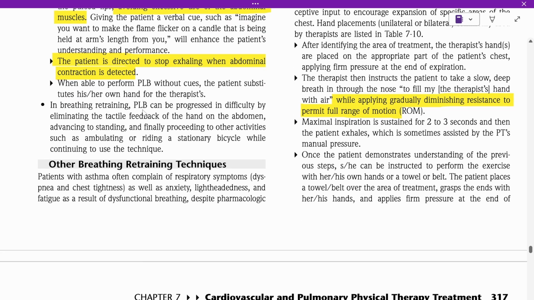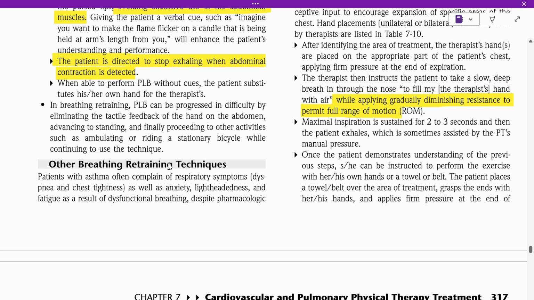In breathing retraining, pursed lip breathing can be progressed in difficulty by eliminating the tactile feedback of the hand on the abdomen, advancing to standing, and finally proceeding to other activities such as ambulating or riding a stationary bicycle while continuing to use the technique.